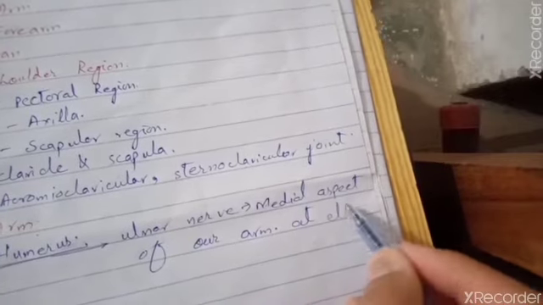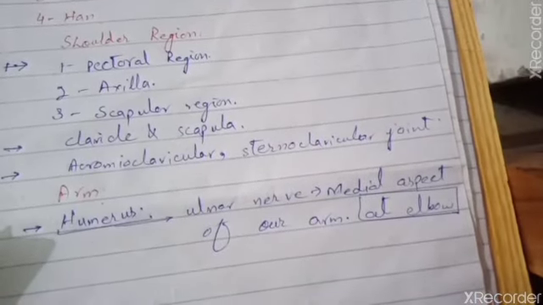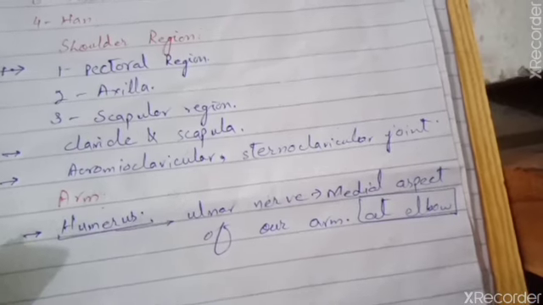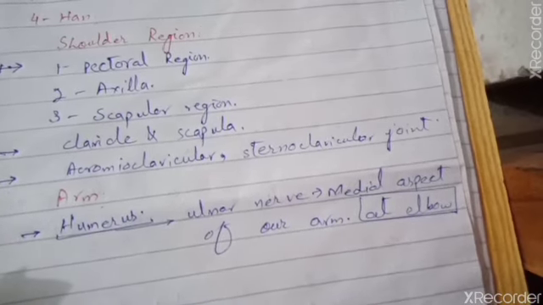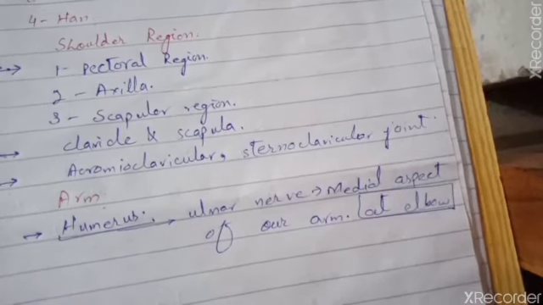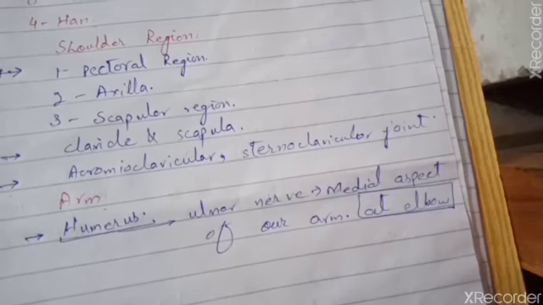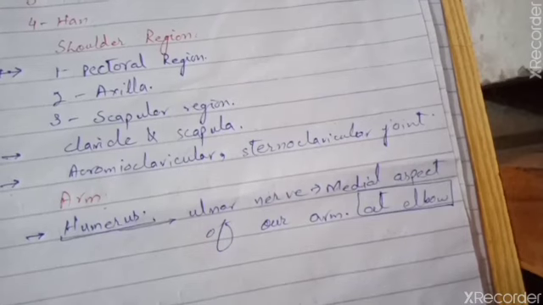This is the point. I am not talking about the course of the ulnar nerve because it will be discussed later. First of all, I am only telling you the reason why the humerus is known as the funny bone. Sometimes our elbow accidentally presses against something and we feel a kind of shock. This shock is because of the pressing of the ulnar nerve. So humerus means funny bone.